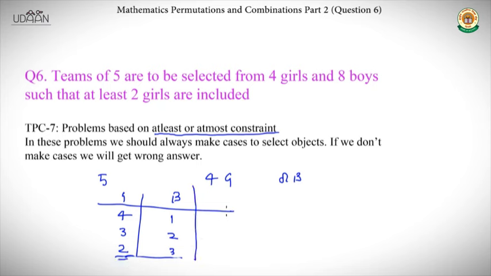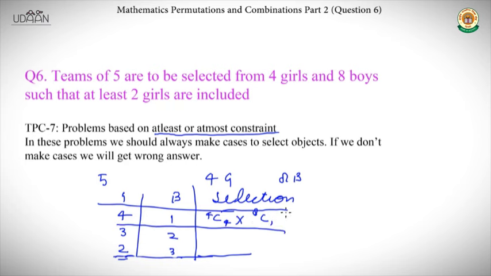So let's consider the first case. The first case says that you have to select 4 girls. So we make the selections now. The number of ways to select 4 girls from 4 girls is 4C4. And the number of ways to select 1 boy from 8 boys is 8C1. And here we are multiplying the two because the selection of girls and the selection of boys is independent. According to the multiplication principle, when we multiply these two, we get the total number of ways.